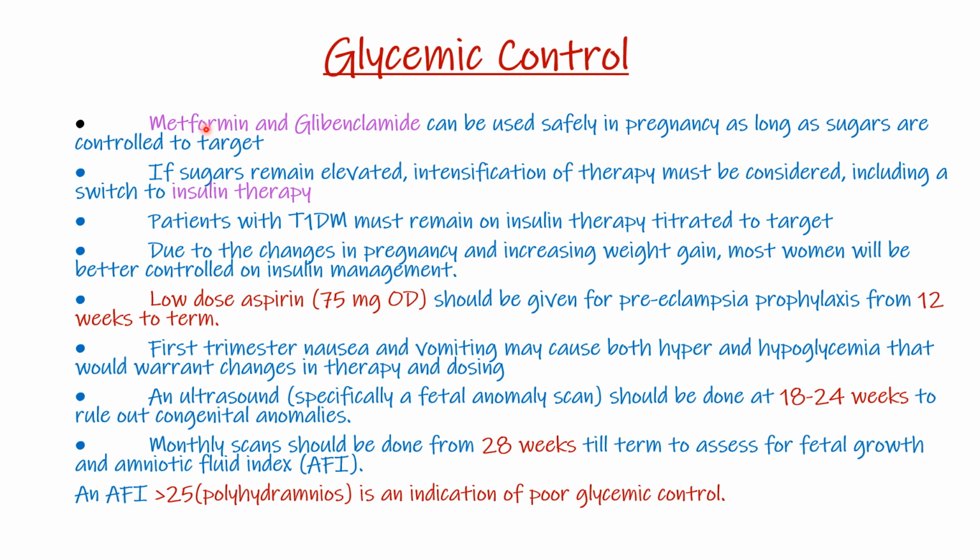Now, in pregnancy, already we have insulin antagonists in the pathophysiology of pregnancy. Already we have insulin antagonism. So most of these patients in type 2 diabetes, if we don't get good control of blood glucose to achieve our targets, then we initiate insulin therapy. So that is what majorly this slide says. So metformin and glibenclamide can be used safely in pregnancy as long as sugars are controlled to target. If the sugars remain high, then you intensify the therapy by switching the treatment to insulin therapy.